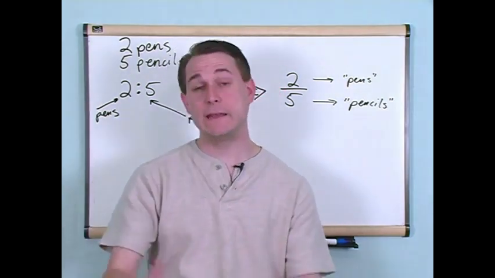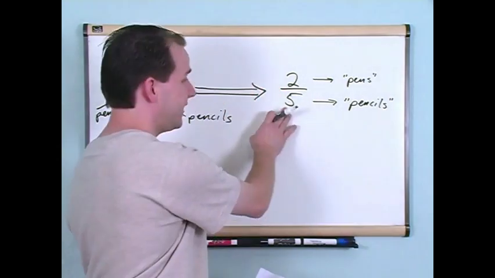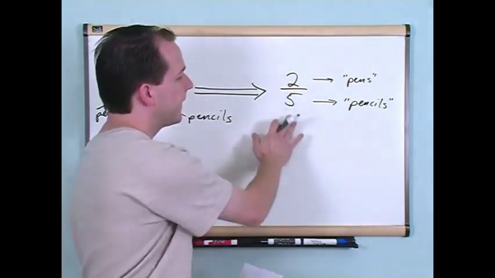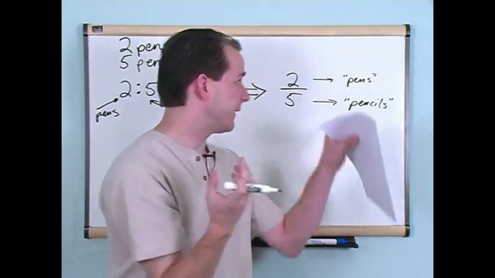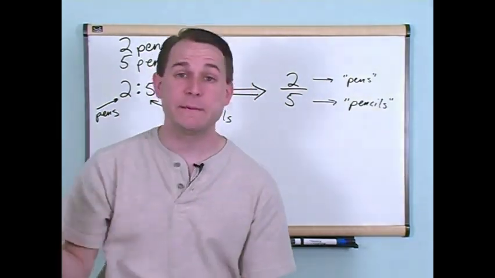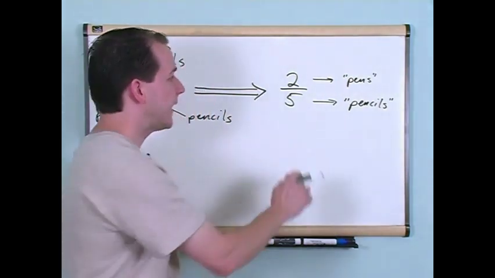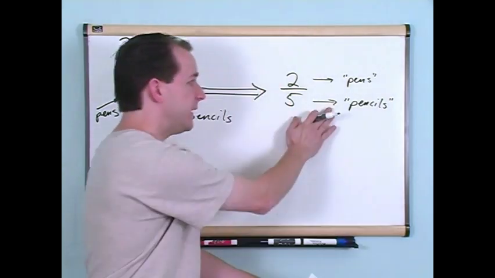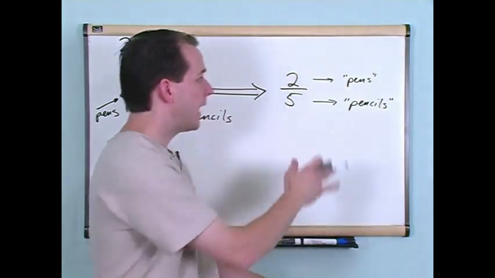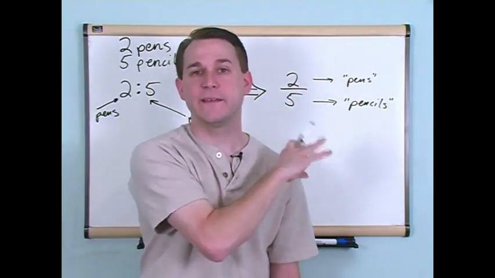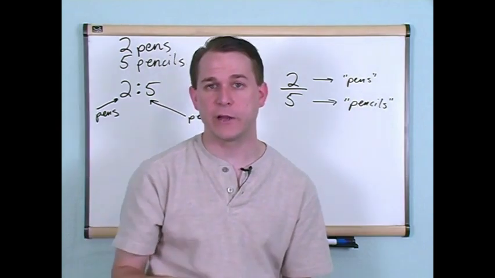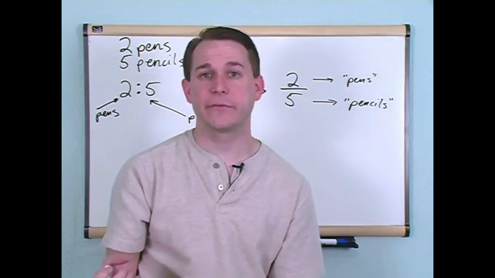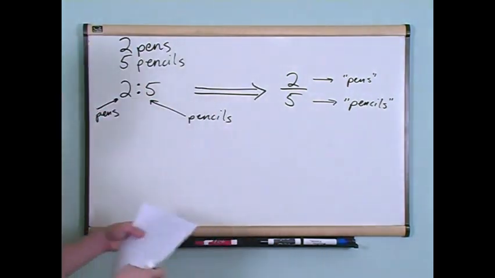If I were to pull 10 pencils out of the drawer, 10, not 5, so I would double this, how many pens do you think you would find? Well, if I pull 5 pencils out and I expect to find 2 pens, then if I pull 10 pencils out, then I probably should find 4 pens, because I'm doubling everything. I pull twice as many pencils out, so I should find twice as many pens. So this ratio is telling you how many of something you have compared to how many of something else. In this case, it's pens and pencils.